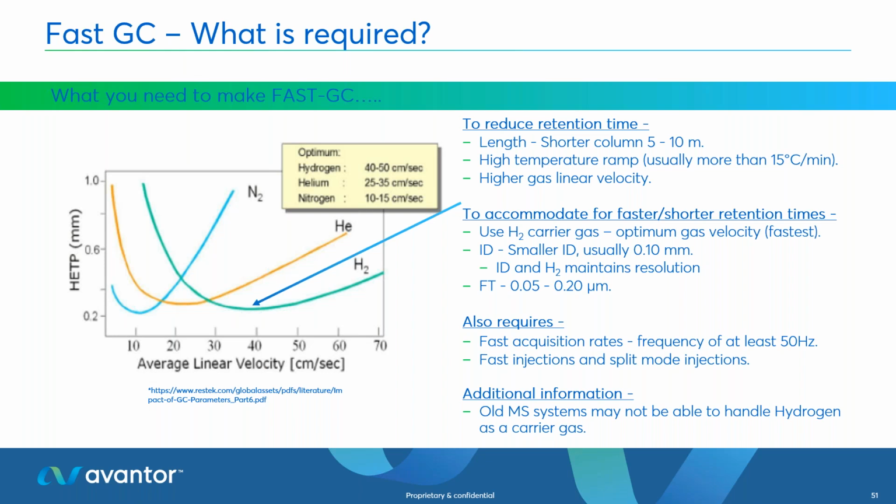So we need to use the carrier gas of hydrogen because it travels much faster. We need the smaller ID, so then we can still maintain the resolution because we have an increased number of plates, as we mentioned before. Then we have the thinner film thickness because we've got these higher temperatures and higher flows. We also need fast acquisition rates because the data is going to be coming out fast, so we need a frequency of at least 50 Hertz. Then we need fast injections and split mode injections, so manual injections are not going to be suitable.